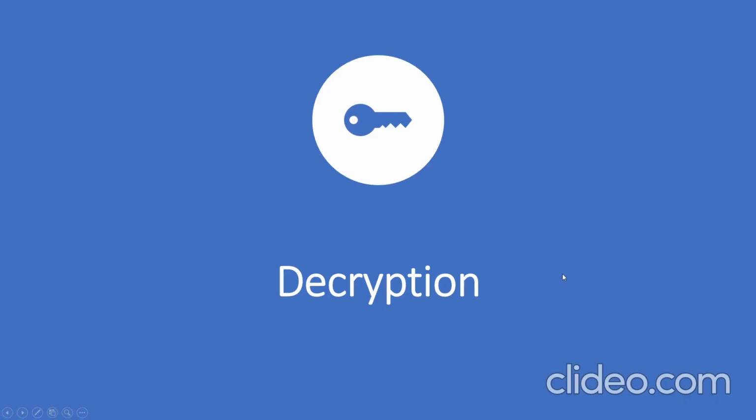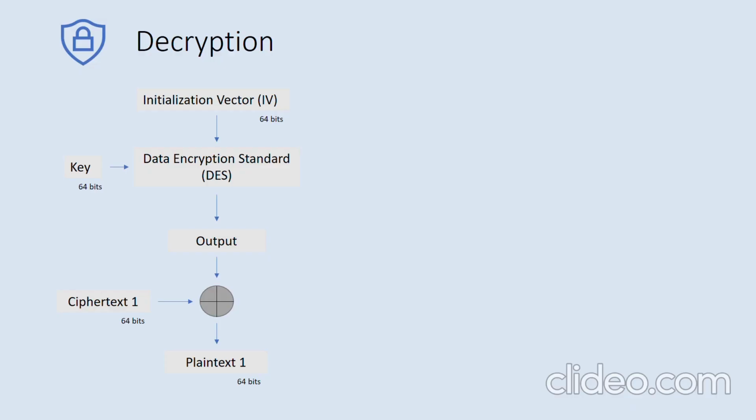Now we'll be talking about the decryption process of the OFB. The decryption process of the OFB is actually quite similar to the encryption. The only difference is that the ciphertext and the plain text swap places.